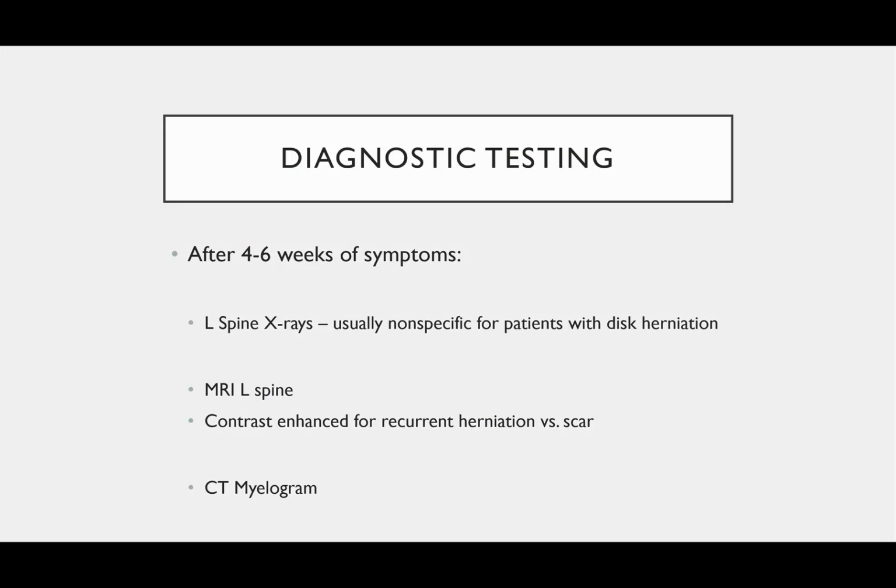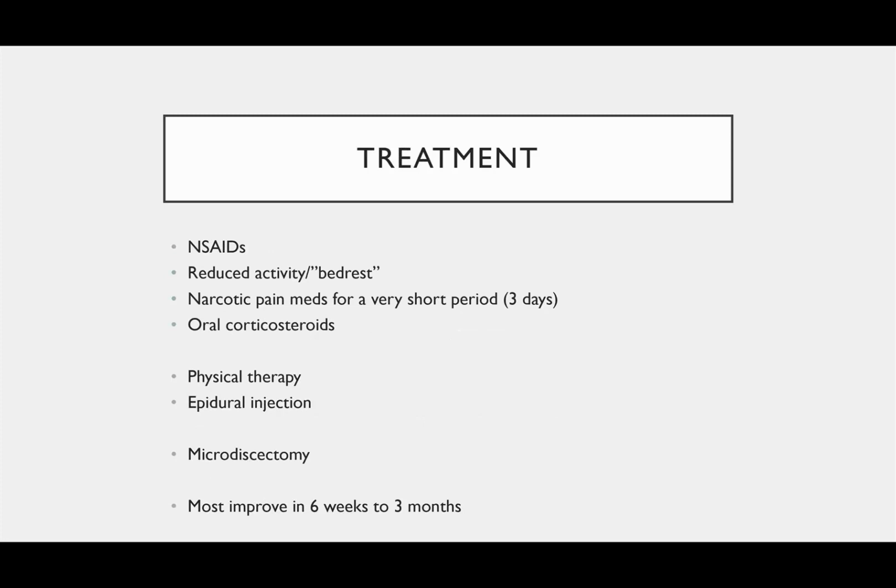So, going back to our evaluation, diagnostic testing. After 6 weeks of symptoms, you may have to get imaging. Lumbar spine x-rays are usually not that specific for patients who just have disc herniation. An MRI can help show this. If you have a situation where patients had surgery, sometimes you need to get an MRI with contrast to distinguish between a recurrent herniation versus scar tissue; otherwise a non-contrast MRI is fine. Now in certain patients who cannot get MRIs, for whatever reason, for instance they have metal in a sensitive area, a pacemaker, etc., CT myelogram may be a good choice.